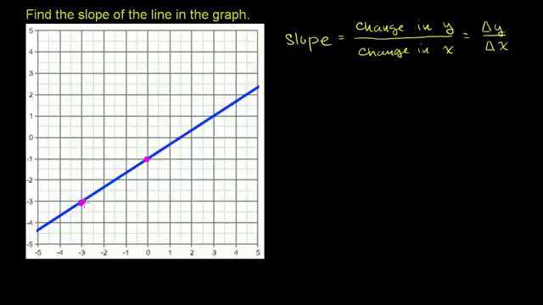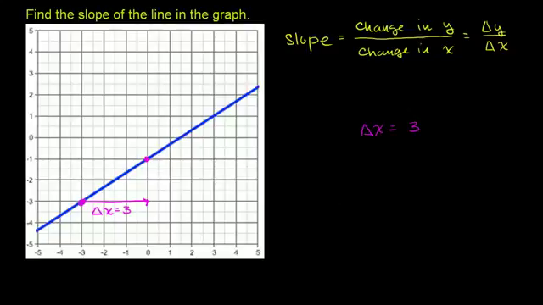So first, let's look at the change in x. If we go from there to there, what is the change in x? Well, I could just count it out. I went 1 step, 2 steps, 3 steps. My change in x is 3. And you can even see it from the x values. If I go from -3 to 0, I went up by 3. So let me write this. Change in x, delta x, is equal to 3.